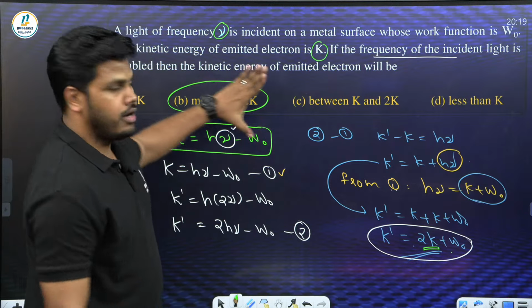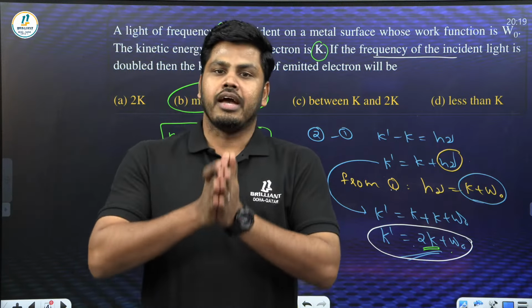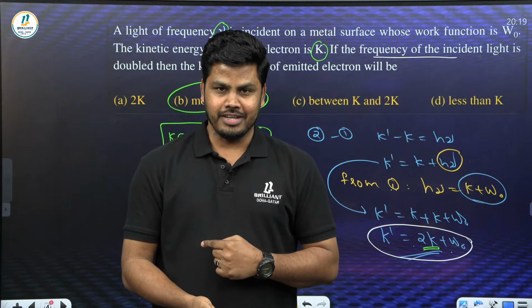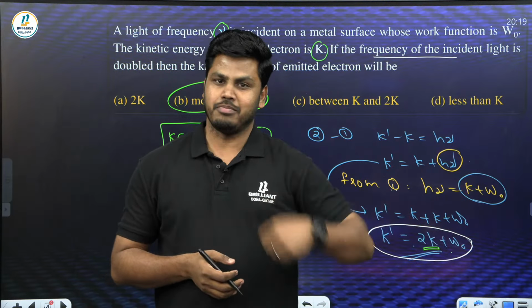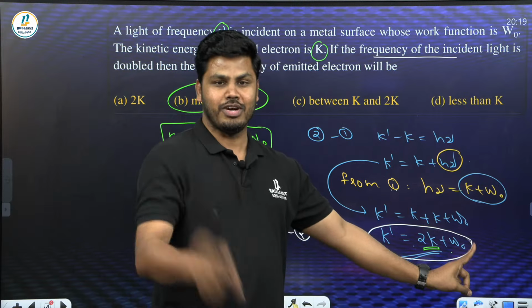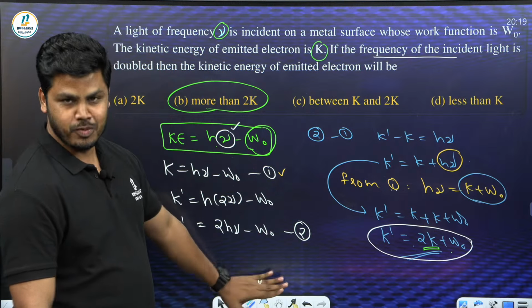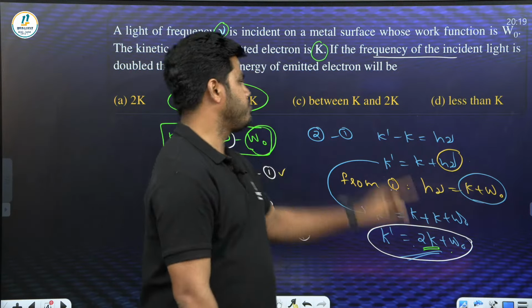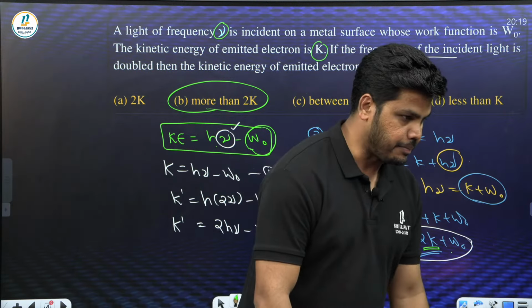So we just consider 2 different cases. In the first case, frequency was just nu, and in the second case, the frequency of incident radiation is doubled. So what do we expect actually? It may be 2 times the kinetic energy. But it is not 2 times the kinetic energy. It is more than 2 times the kinetic energy, because we doubled only the frequency. Work function is still the same. Work function is constant for a given photosensitive material. So we found the final answer as option B. I hope it is clear.